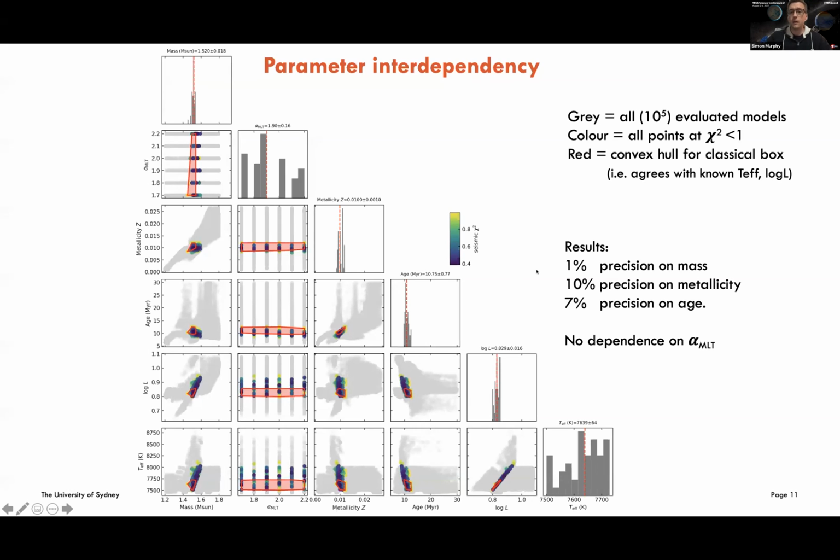And in this, we were able to achieve a 1% precision on mass, 10% precision on the metallicity, 7% precision on age. And we also found no dependence on the mixing length. And that's kind of to be expected. This is a very young star. It's recently been fully convective. It's very homogeneous. And so the strength of mixing doesn't really influence the stellar structure too much at this point.